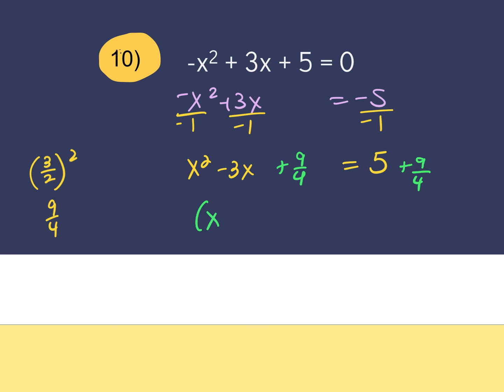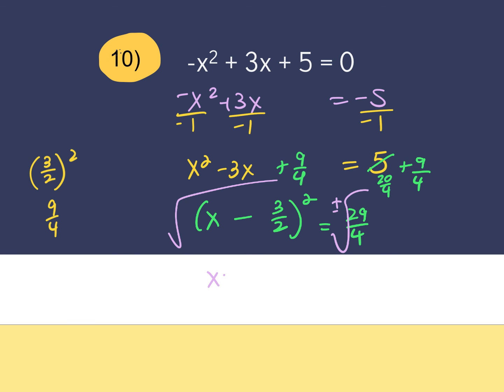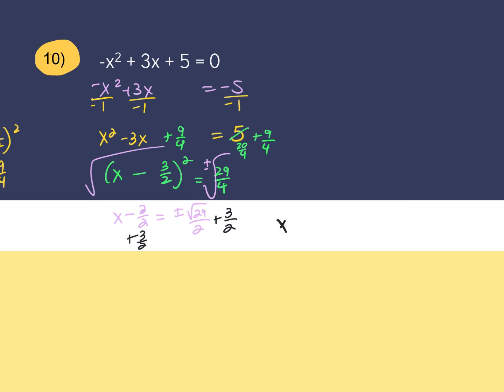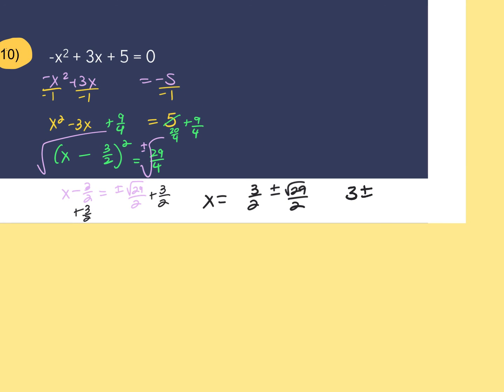On the left side, I'd square root the x, square root the 9/4, take the sign from the middle, put it in parentheses and square it. And then 5 would become 20/4 plus 9/4, which is 29/4. Then square root both sides, putting the plus and minus in front. Square root 29 over 2. Add the 3/2. And I'd get x equals 3/2 plus and minus square root 29 over 2, or combine them into one fraction.